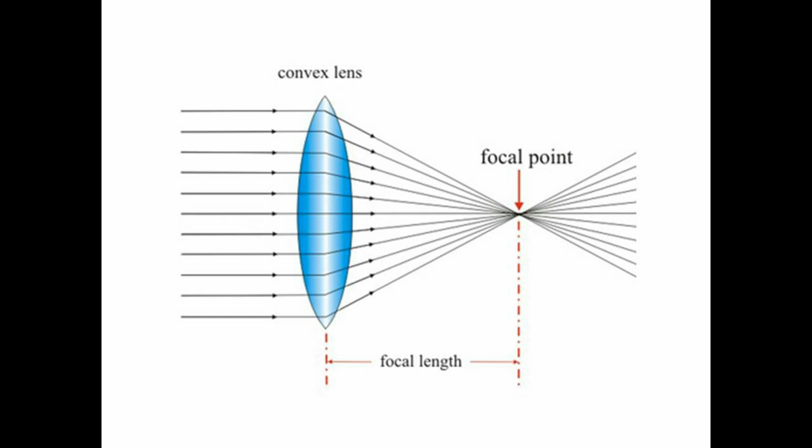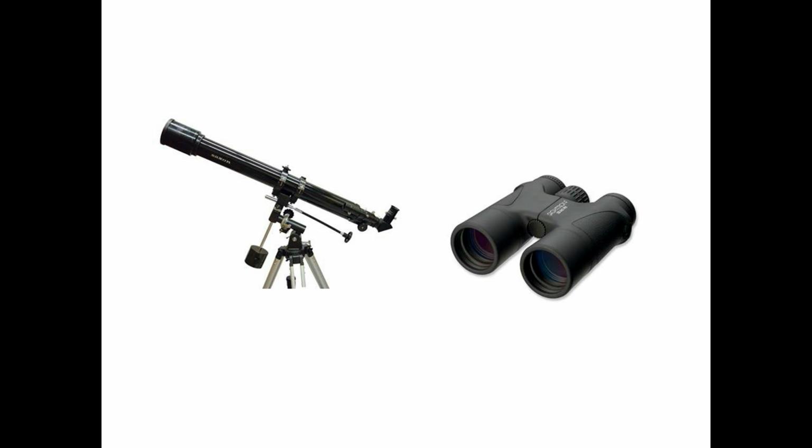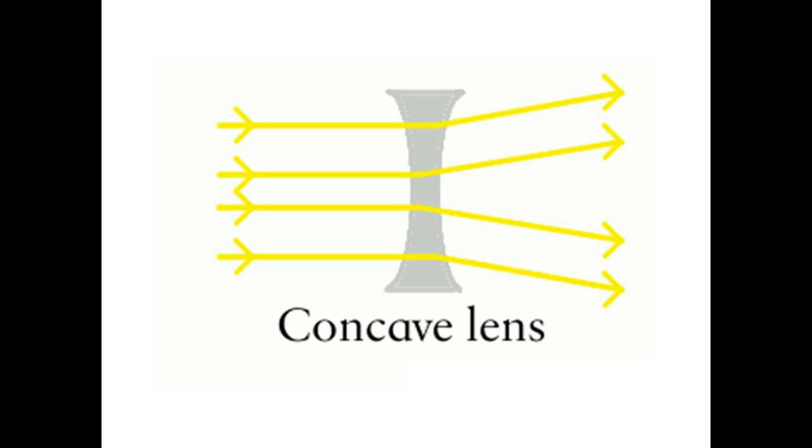Convex or converging lenses bend parallel light inwards, producing a spot at its focal point. The focal length is the distance between the center of the lens to the focal point. These lenses are used in things like telescopes and binoculars to bring distant light rays to a focus in our eyes. Concave or diverging lenses are the exact opposite of convex lenses.